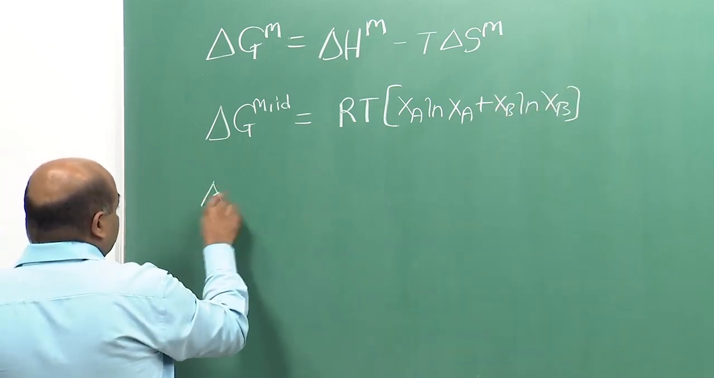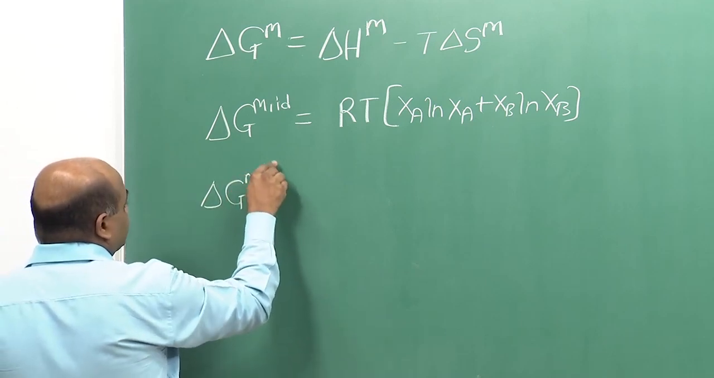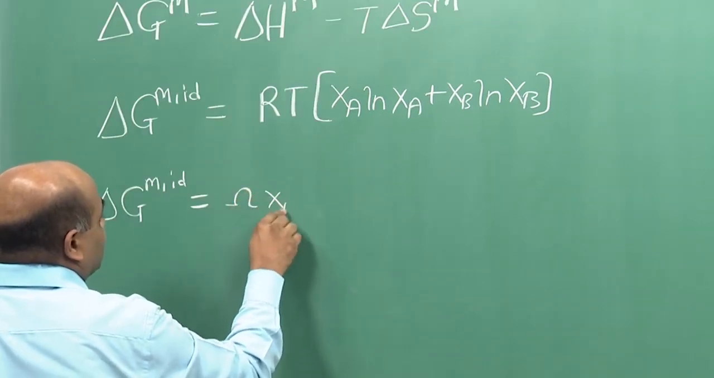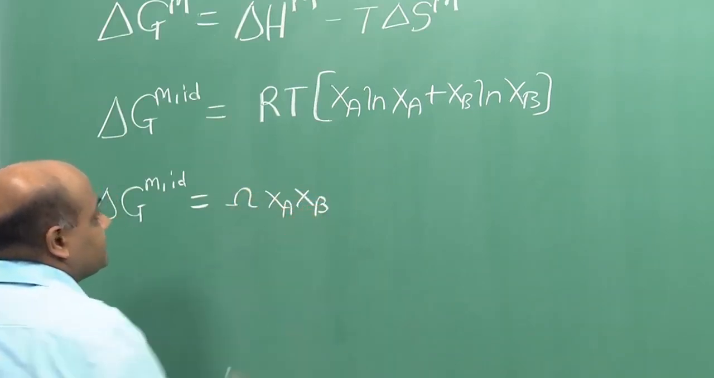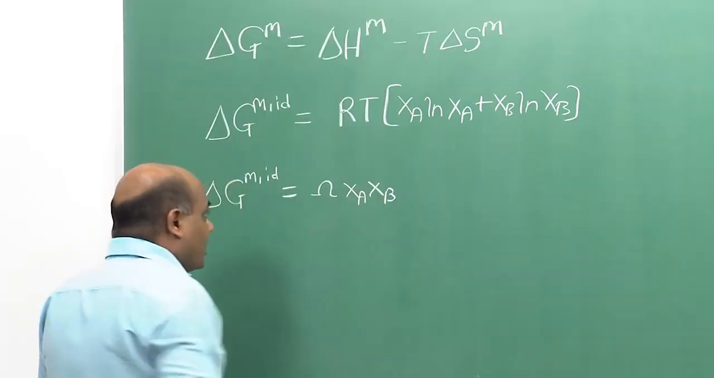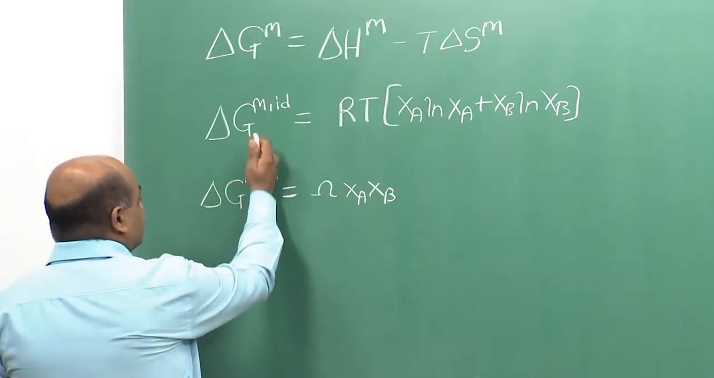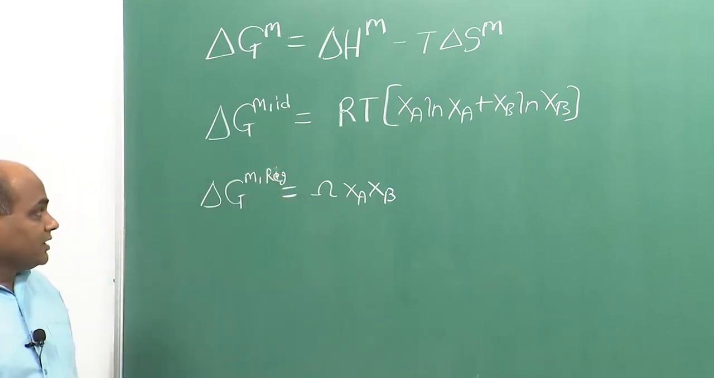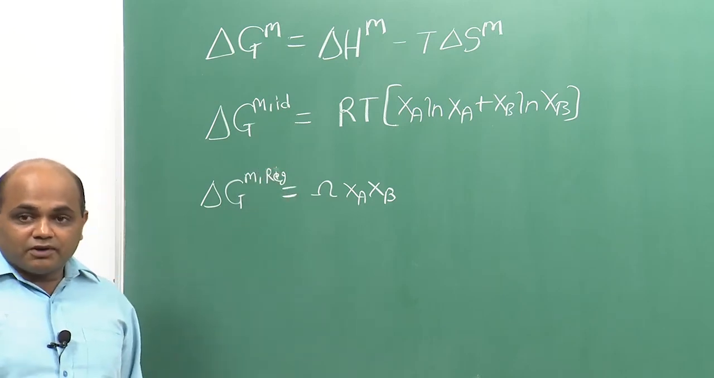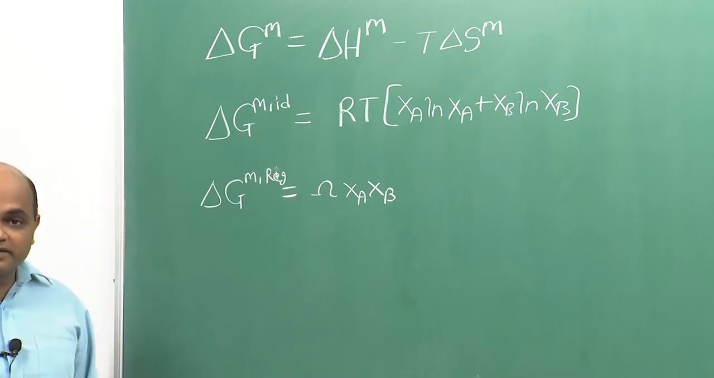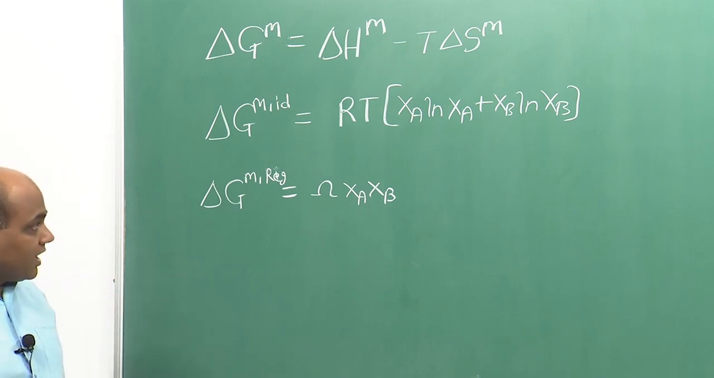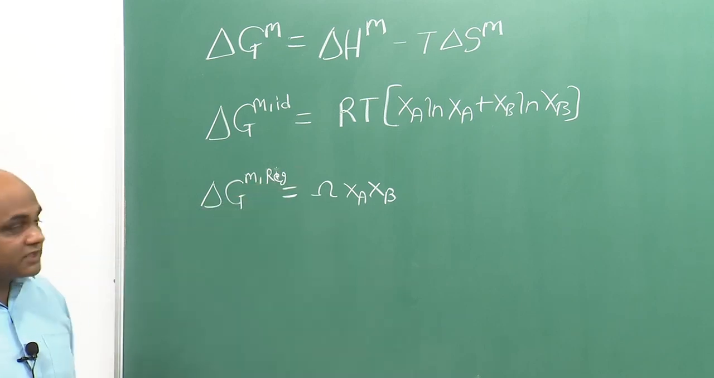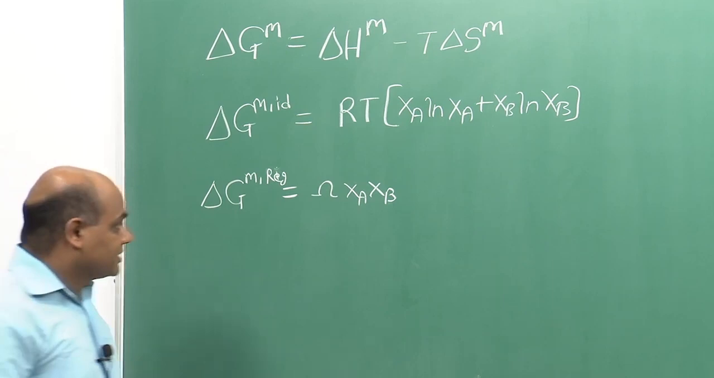And for regular solution, delta H m is given as omega x A x B, and for regular solution we assume that the entropy of mixing is still only because of the change in configurational entropy, and we assume random mixing. So, the entropy of mixing for regular solution is same as ideal entropy of mixing.